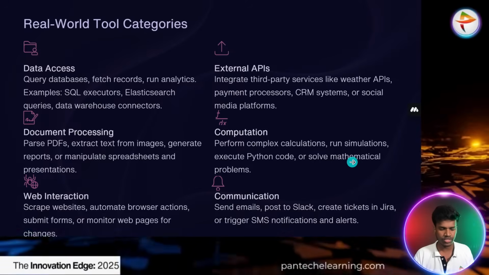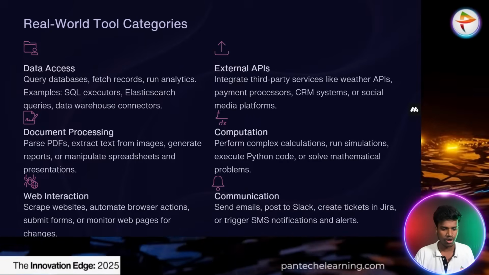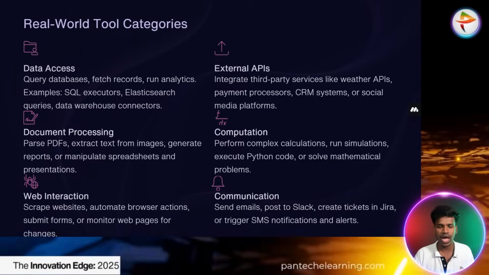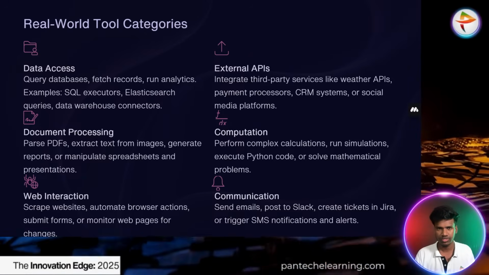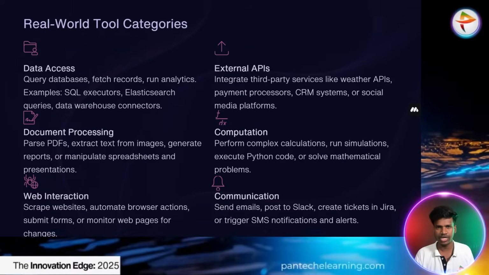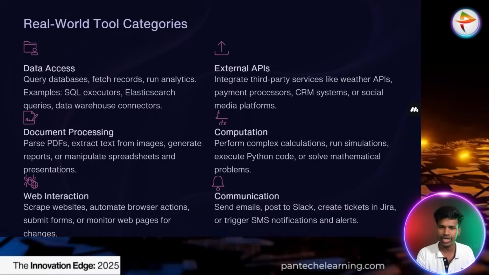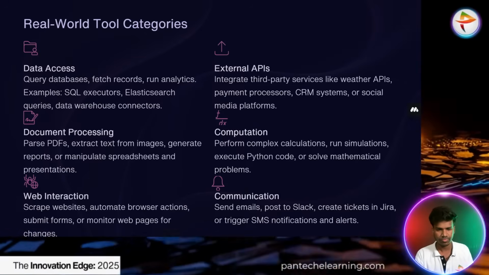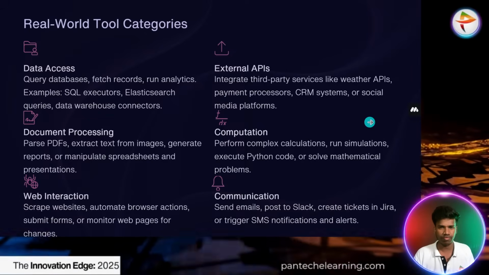And communication. So send emails, post to Slack, create tickets in Jira or trigger SMS notifications and alerts. It's a communicator. We need notifications, so whether the reply mail is there or not, like that we get a notification. So the communication tool also we have to integrate here. Okay, like this way everything will happen. These are the real-world categories of our AI agents.